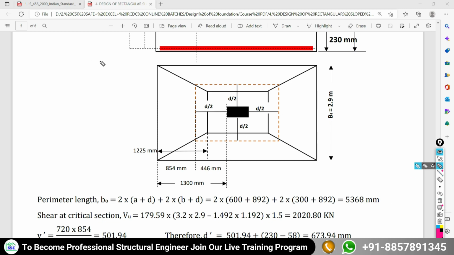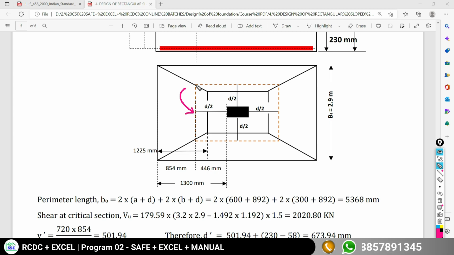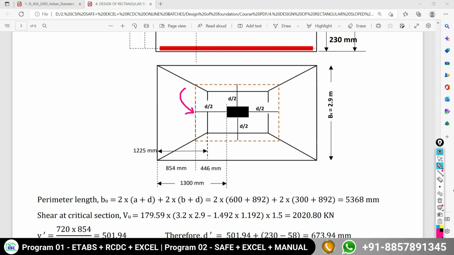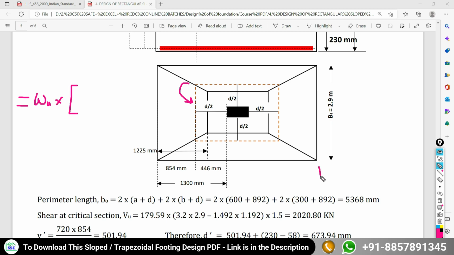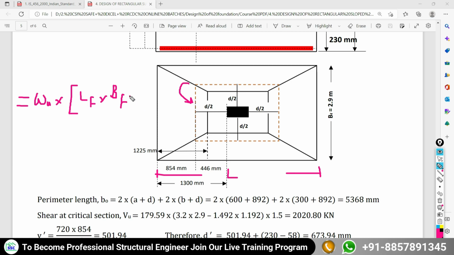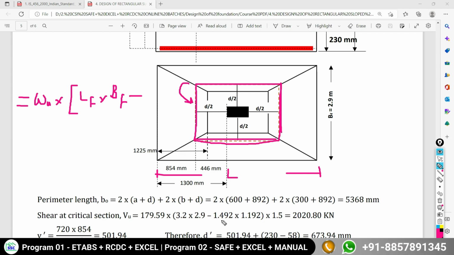What next do I have to calculate? I have to calculate the shear force at this two-way shear section. The formula for the shear force at this two-way shear section is the upward soil pressure multiplied by the total area of your footing, the length of the footing multiplied by the width of the footing, which gives the total area at its base, minus the area of this critical section. How can you calculate the area of this critical section? This length multiplied by this width.